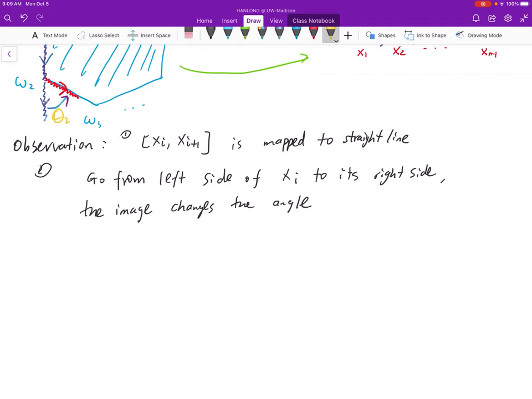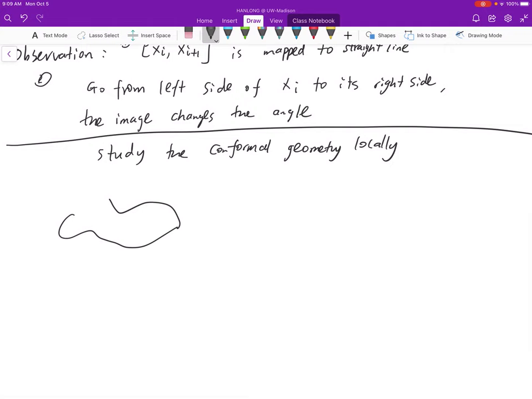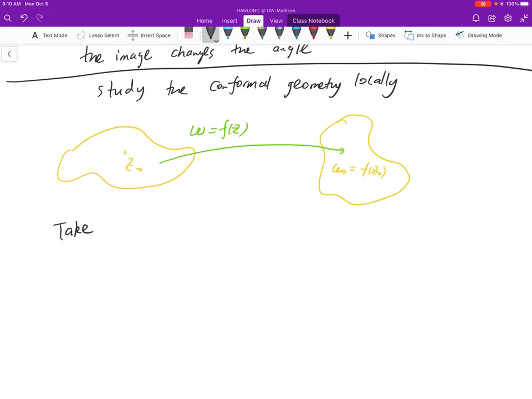The last time we studied conformal mapping. So next we want to study how holomorphic maps change the angle, that is, study the conformal geometry locally. This is an abstract study. We have two domains, and here you have omega equals f of z, omega 0 is f of z0. And we want to consider the angle at the point z0 and f of z0.